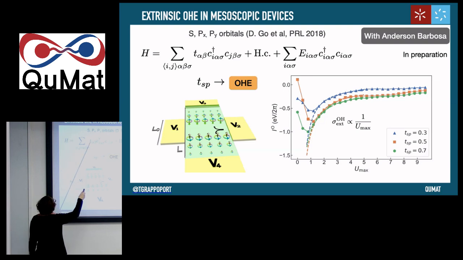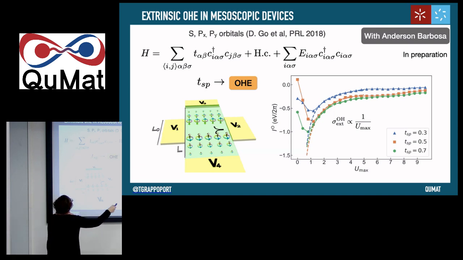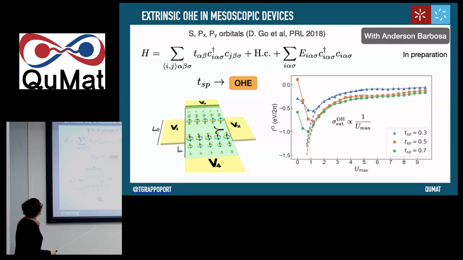And if you throw in a hybridization between S and P orbitals, you can have orbital Hall effect. If you don't have this hybridization, the orbital Hall effect is zero. This is more or less what we have. And what we are doing is that we have this Hamiltonian, and now we include on-site disorder. And this is the device we're looking at. We inject current in this direction, and this system goes on to L0. So we are generating orbital Hall effect in that region.